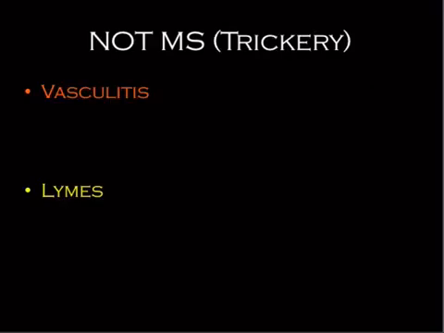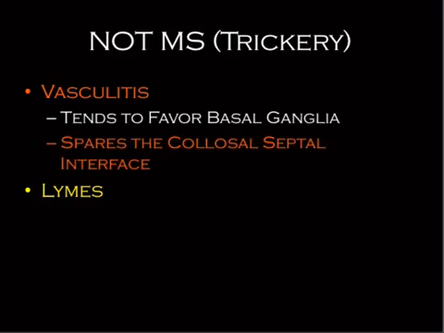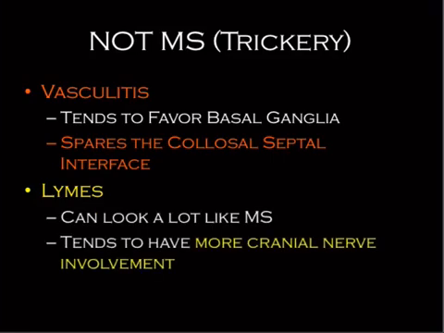All right, so what about some stuff that looks like MS, but it's not MS? Two basic categories on that. Vasculitis tends to favor the basal ganglia. It tends to spare the callosal septal interface. That's why I pointed that out earlier. Lyme's, man, Lyme's can really look like MS, but tends to have more cranial nerve stuff. If I was going to show you Lyme's, I would show you cranial nerve enhancement. That's the way that I would show it, and or just sort of knowing that it's in the differential. It's probably the thing you need to know.